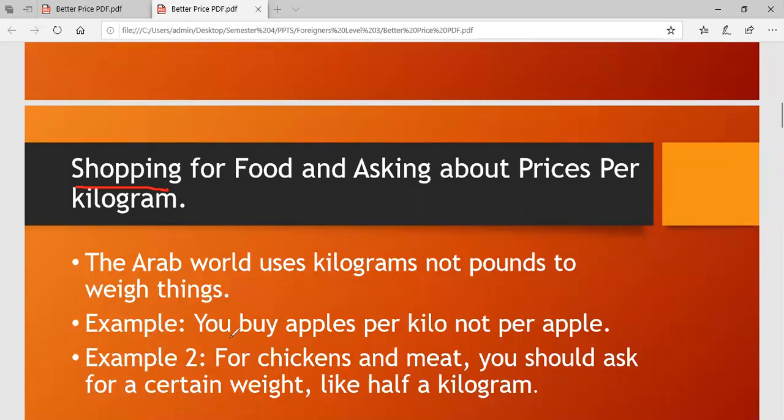Okay. Example two, also for chickens and meat, you should ask for a certain weight. And when you ask for the weight, guys, you use per kilogram, okay? We know all this. So if you want meat, you say, I want 1 kilogram of meat, 1 kilo of meat. If you want chicken, you want, for example, 2 kilos of chicken. This is known to us, okay? Let's continue.